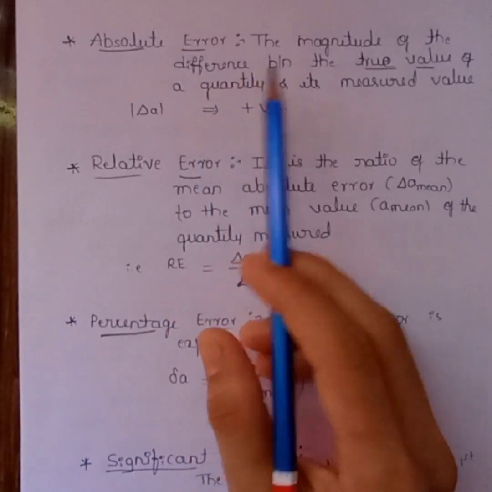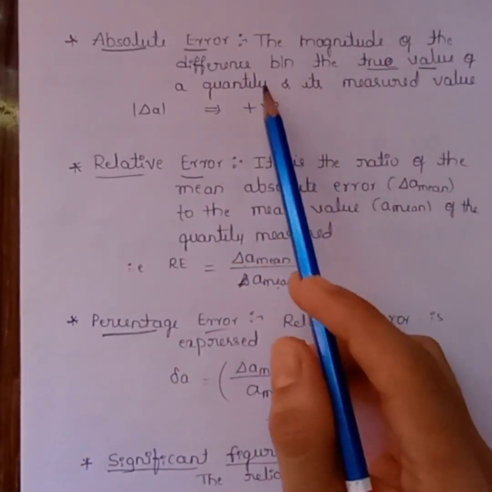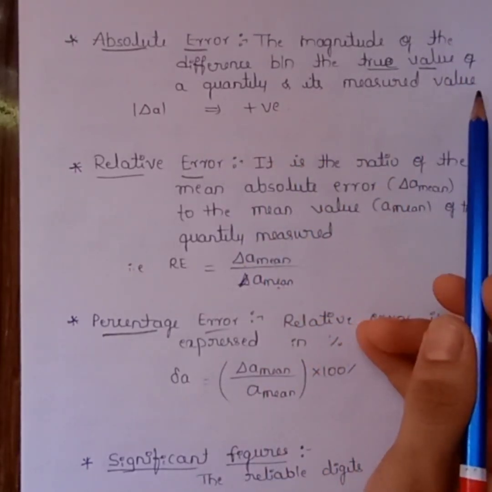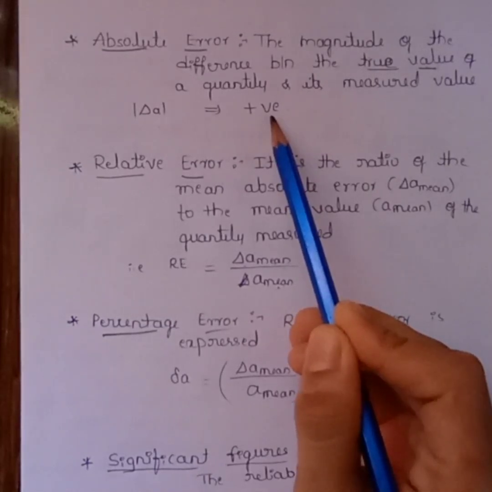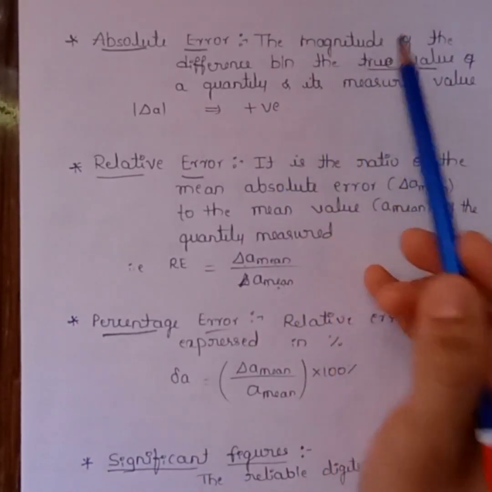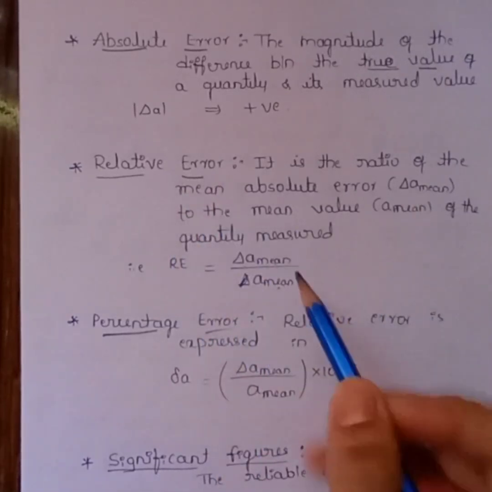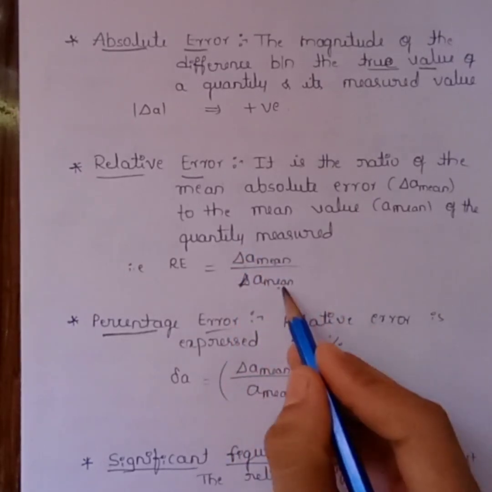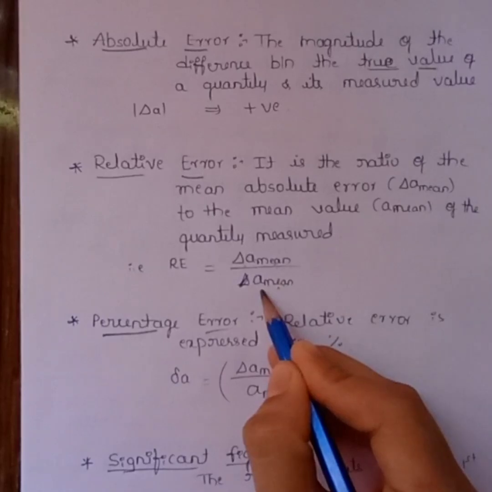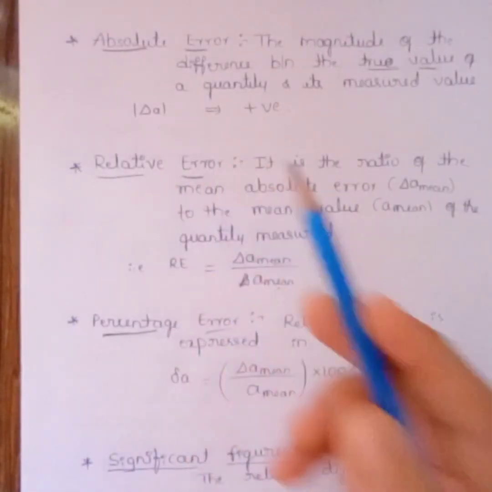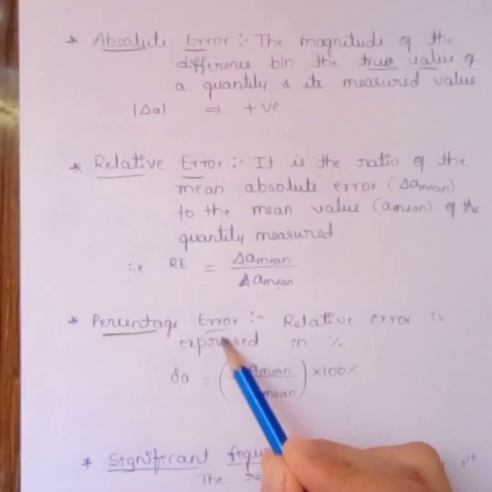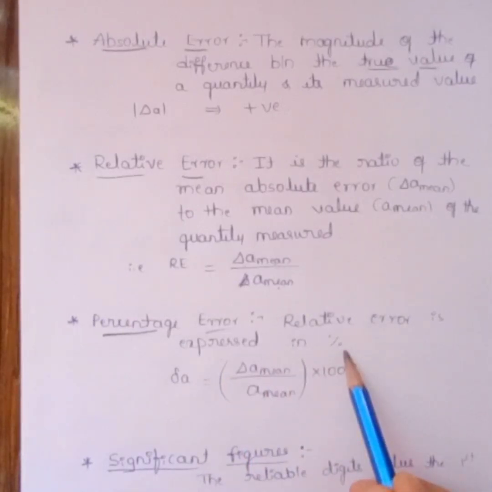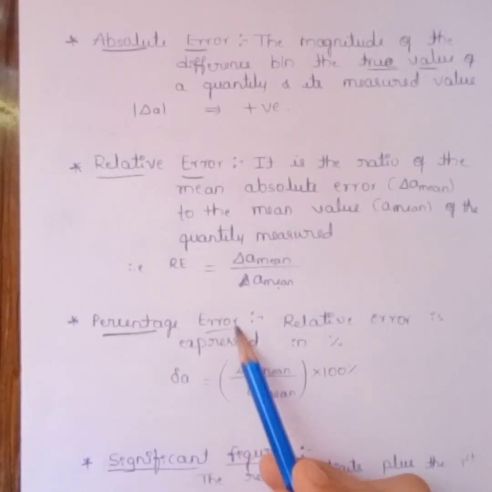Next it is absolute error. It is the magnitude of the difference between the true value of a quantity and its measured value, which is always positive in nature. Why? Because it contains the magnitude sign. Next, relative error. It is the ratio of the mean absolute error to the mean value of the quantity, which gives the relative error. Then what do we mean by percentage error? If the relative error is expressed in percentage, it gives the percentage error.